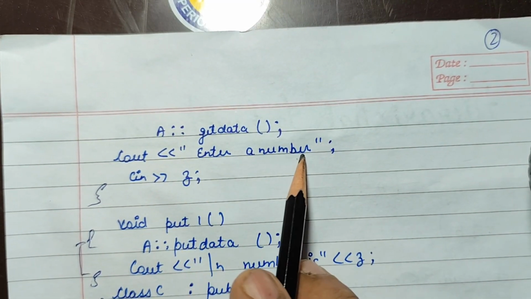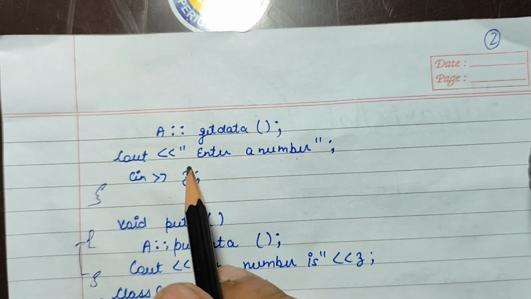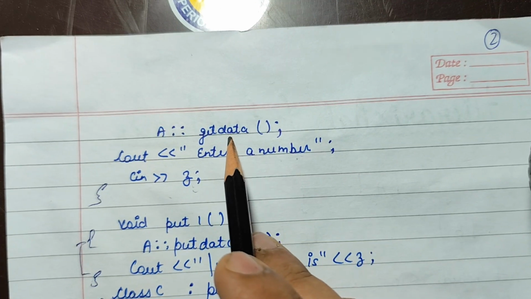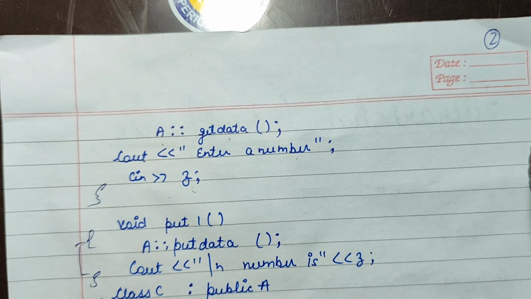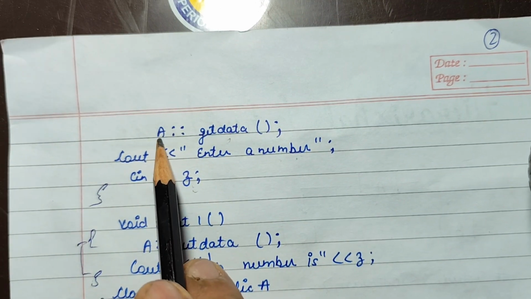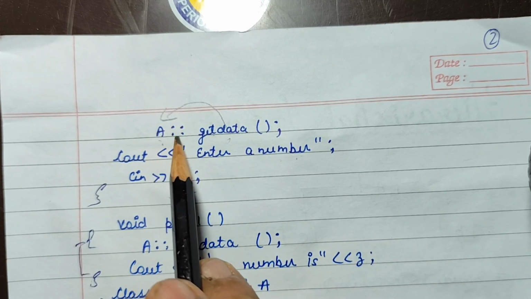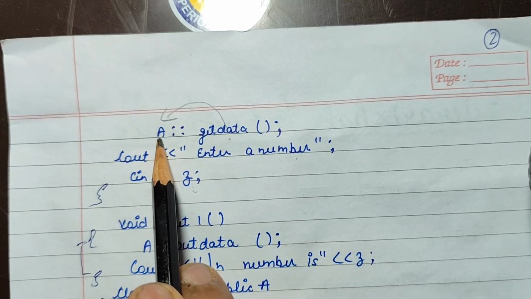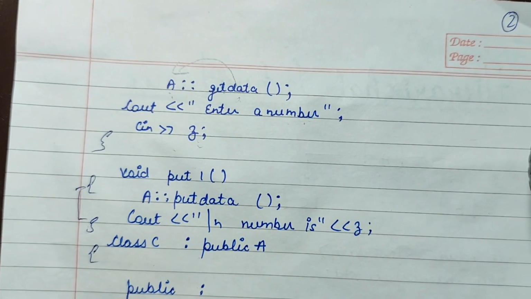Now we input the value in the z variable, and before inputting this value I call the getDataMember function of class A. Here I write how I call the member function. First I write the class name, because this getDataMember function belongs to class A. So for calling this, first I write the class name, then the scope resolution operator, then the member function name.